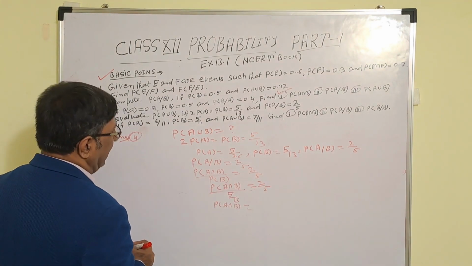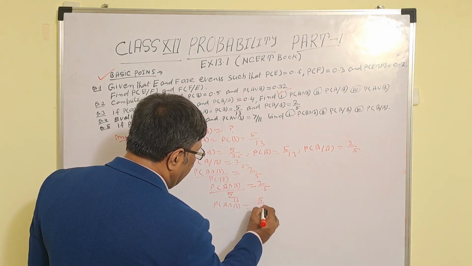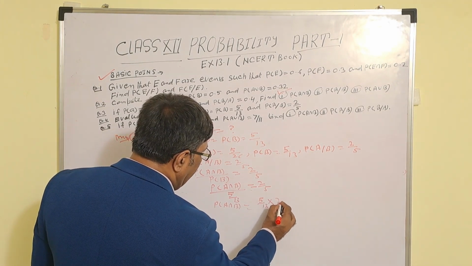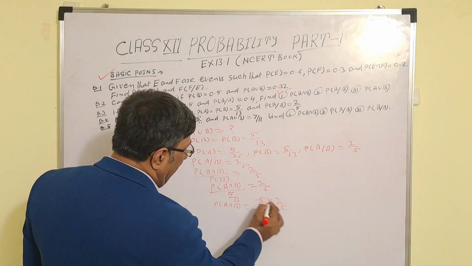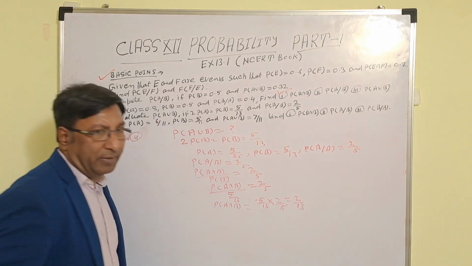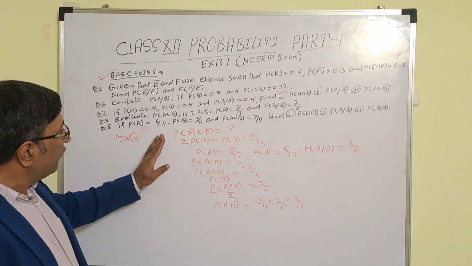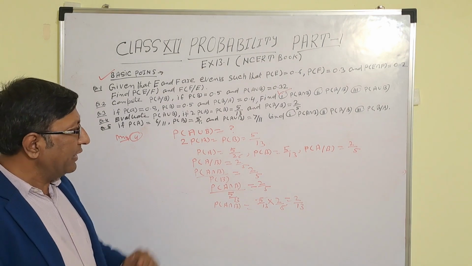So probability of A intersection B equals what? 5 by 30 multiplied by 2 by 5. So this 5 cancels. You will get 2 upon 30. So this is the probability of A intersection B. We have to find the probability of A union B.